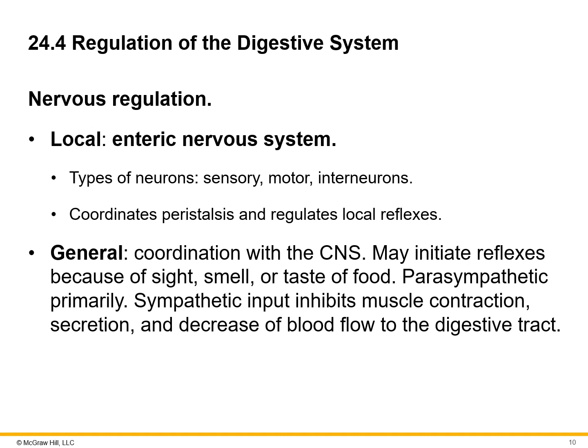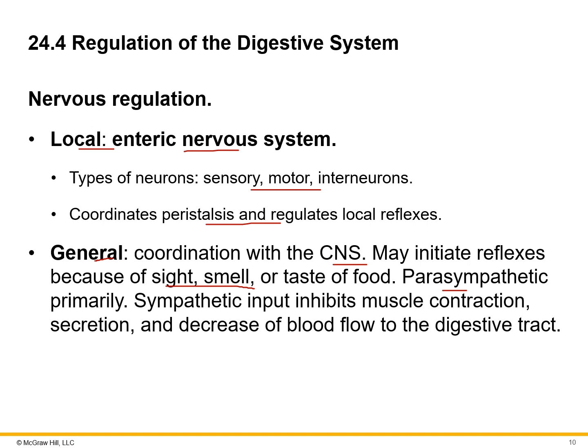So regulation of the digestive system. Just like with the respiratory system, we have local regulation as well as general regulation. So locally is that enteric nervous system. There are sensory, motor, and interneurons that are all contained within the digestive system that coordinates peristalsis and some local reflexes. More generally, though, including the entire central nervous system, we initiate those reflexes based on sight, smell, and the taste of food. Mainly this is parasympathetic, so rest and digest is our parasympathetic system.